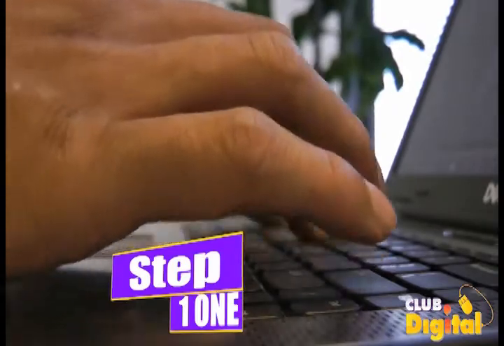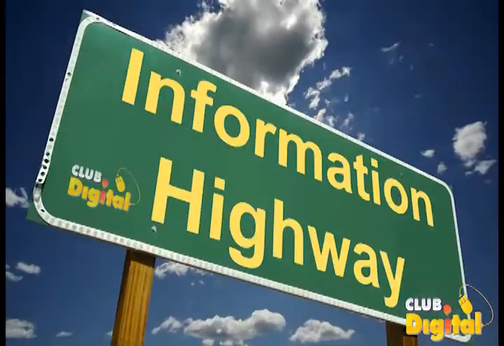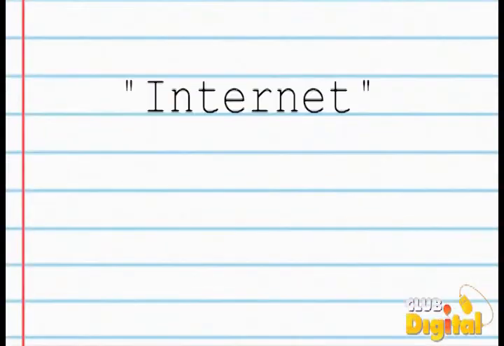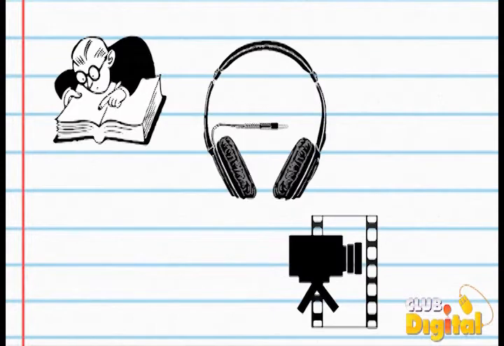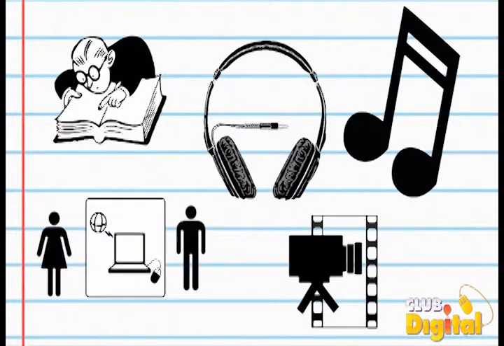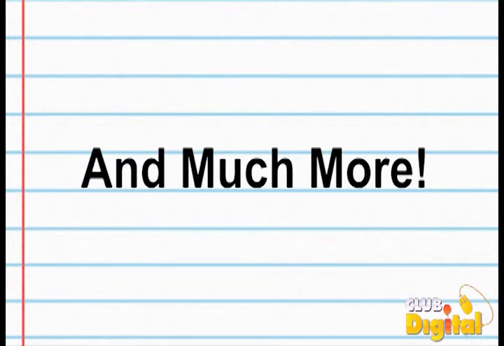Step 1. The World Wide Web. The internet is your information highway. On the internet, World Wide Web, or simply the web, you can visit sites to obtain information, watch videos, listen to music, communicate with other people, stay informed, and much more.